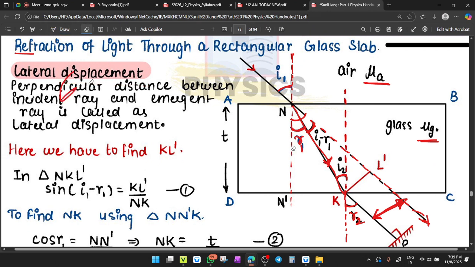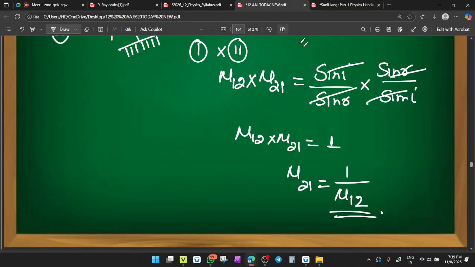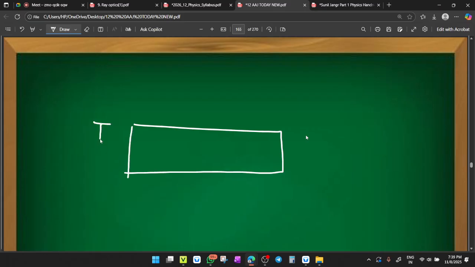Yes, we have to find this distance, the lateral displacement. So how do we find this lateral displacement? Once again, try to understand what is happening here. There is a glass slab. First, you have a glass slab of any thickness. Suppose the glass slab thickness equals T.